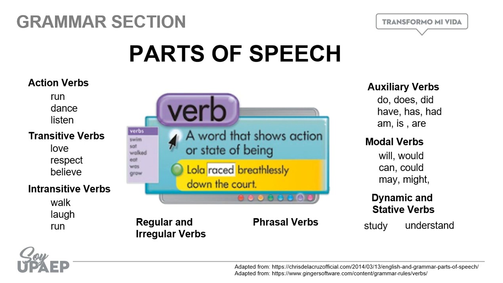Dynamic and stative verbs, for example, dynamic, study, and stative, understand. Regular and irregular verbs, for example, regular, study, because the past tense and the past participle is studied. And irregular, understand, because the past simple and past participle is understood. And phrasal verbs, for example, give up, get along with. There is a special section of this course in which we are going to be talking about phrasal verbs specifically.